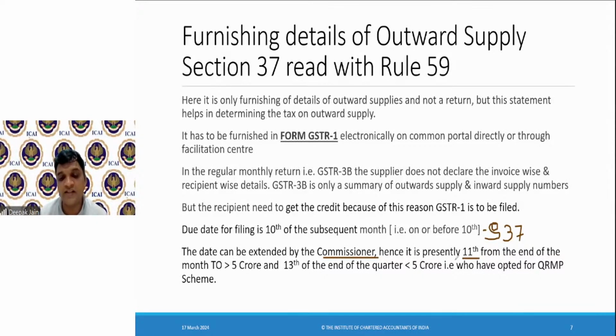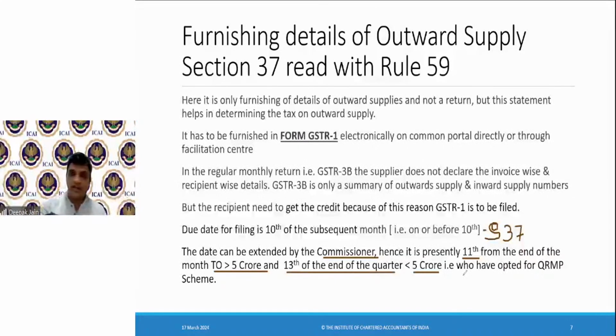So he's changed it from the 10th to the 11th, for whom? From the end of the month for people who have turnover more than 5 crores. And the 13th of the end of the quarter for people who have turnover less than 5 crores. Okay, that is people who have opted for the QRMP scheme. So you have 2 time limits.